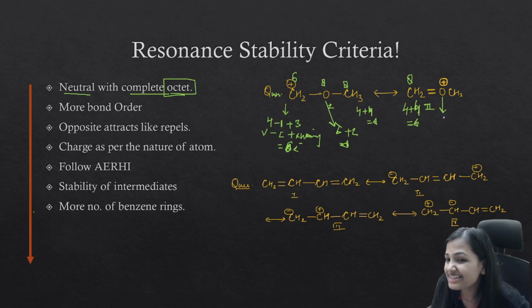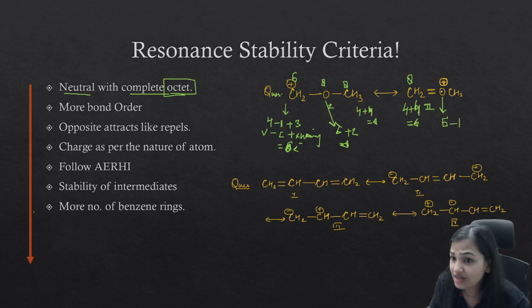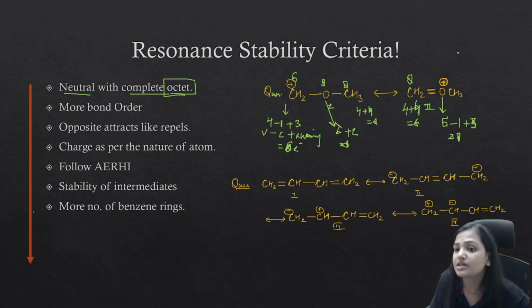Guys, you know oxygen has 6 valence shell electrons, and because of this positive charge you have to do minus 1. There will be a subtraction of 1 electron, loss of 1 electron. Now this oxygen is forming one bond with carbon and a double bond. This means how many bonds are forming? 1, 2, 3. 3 bonds are forming. So 6 minus 1 is 5, plus 3 means it is 8. So I just calculated the octet, and the octet of this oxygen is complete.